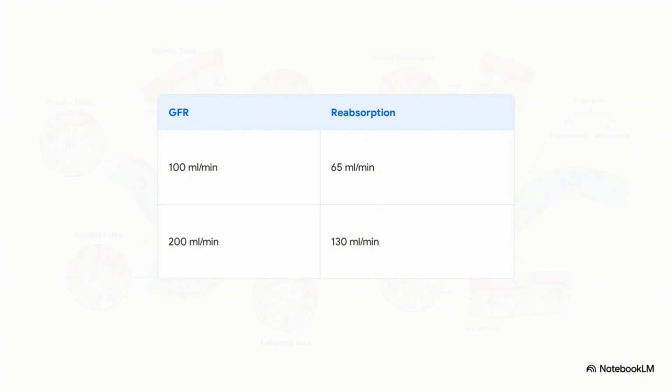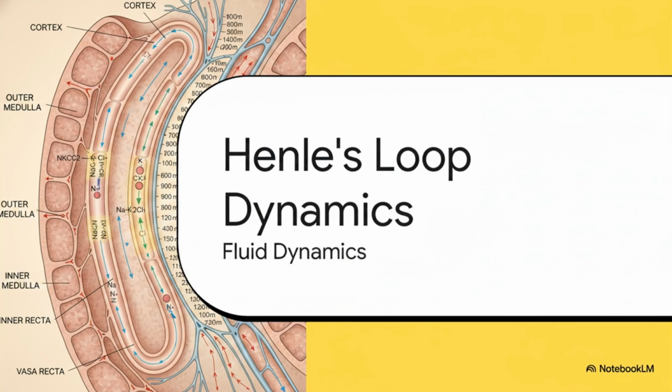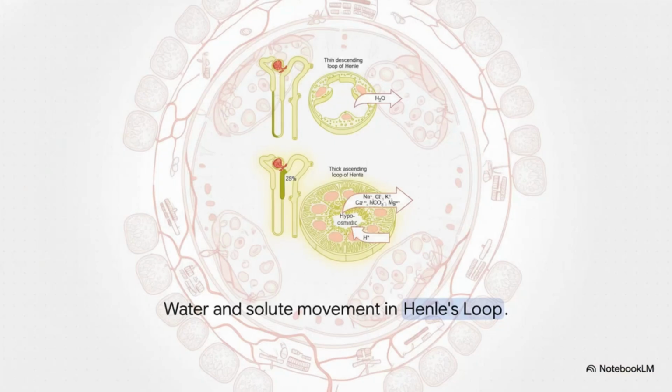This is a brilliant evolutionary design to prevent the distal segments of your nephron from getting completely flooded if your GFR suddenly shoots up. Now, as that remaining filtrate leaves the cortex, we plunge deep into the medulla, straight into Henle's loop, where the rules of fluid dynamics completely change. What you really need to notice here are the totally opposite permeabilities of the descending and ascending limbs.